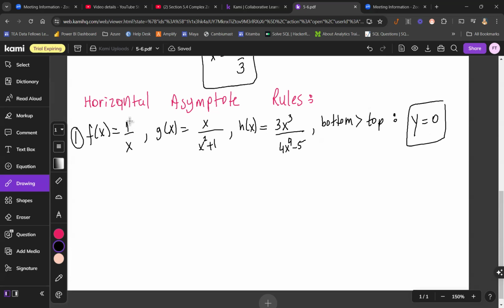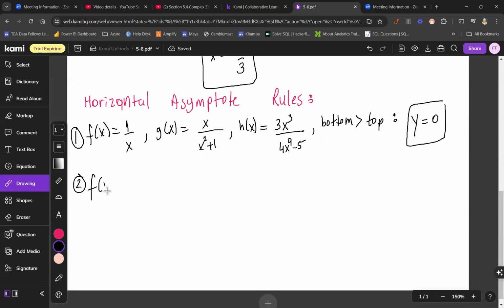You will just check the degree. So here, you actually have x to the power of 0, which will give you just a 1. And this is x to the first power, because 1 is greater than 0, the bottom is strong. Here, the bottom has 2, the top has 1. So the bottom has more power than the top. The bottom is here 4, the top is 3. So the bottom has more power than the top. Whenever that's the case, your answer will always be y equals 0.